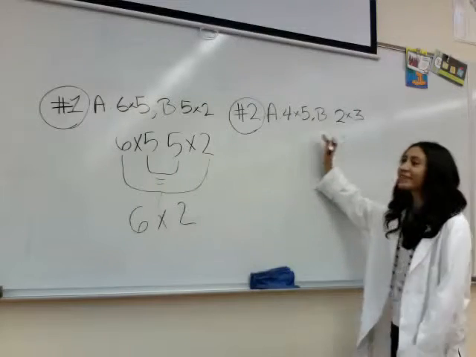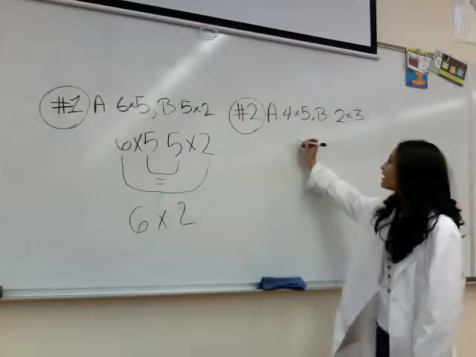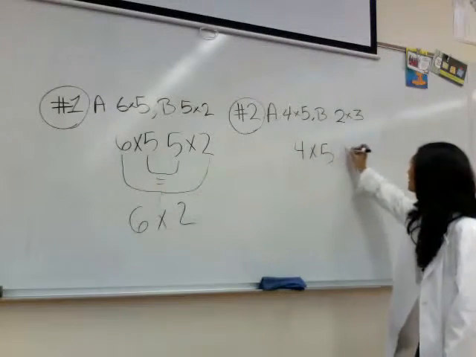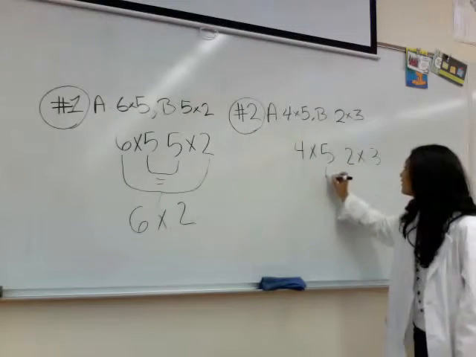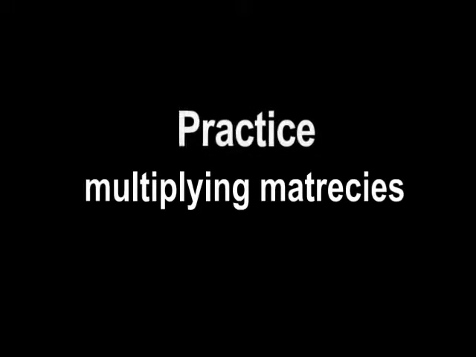For the second problem, the dimension of A is 4 times 5, and B is 2 times 3. And the inner numbers are not equal, which means you can't multiply them. Practice, practice, practice makes perfect.